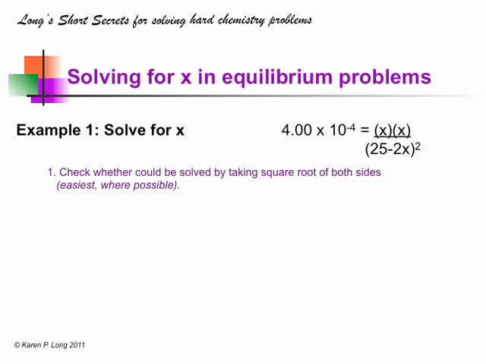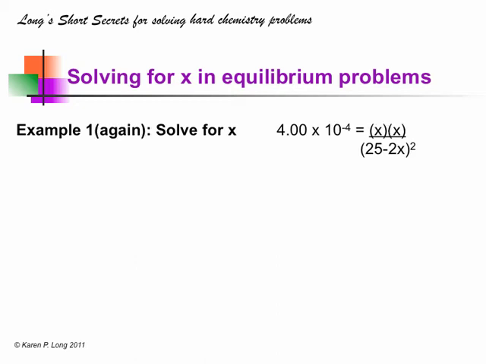Here's an example. I've written the equilibrium constant expression that we got after going through the ICE table. This has the equilibrium concentrations in it already in terms of x. Now check whether we could solve this by taking the square root of both sides. Yes, we could. On the right side we have x squared on the top and 25 minus 2x all squared on the bottom, so yay! Solving gives 0.48, and this works.